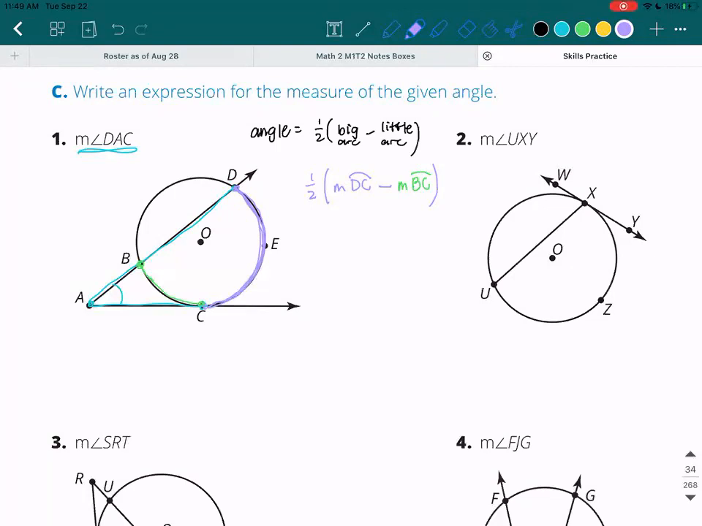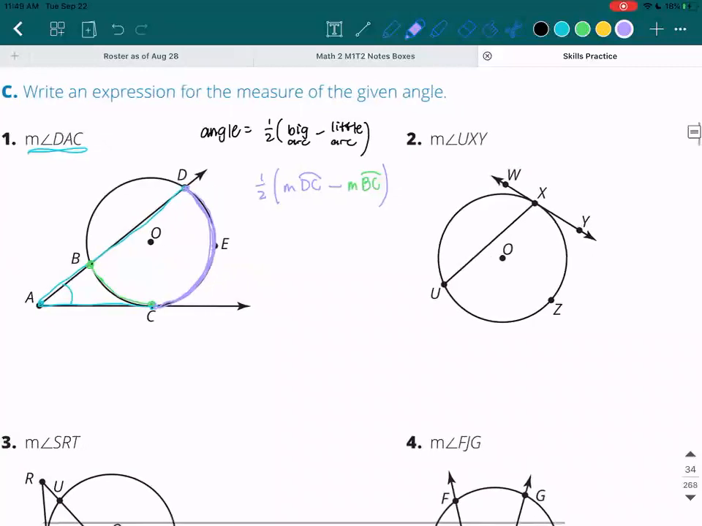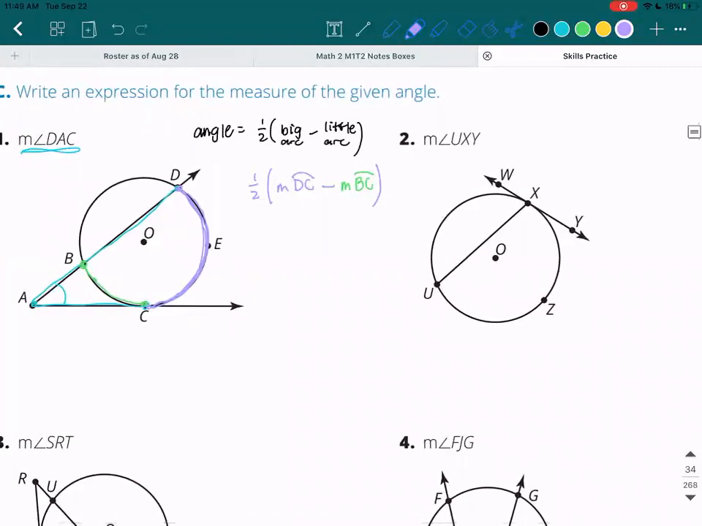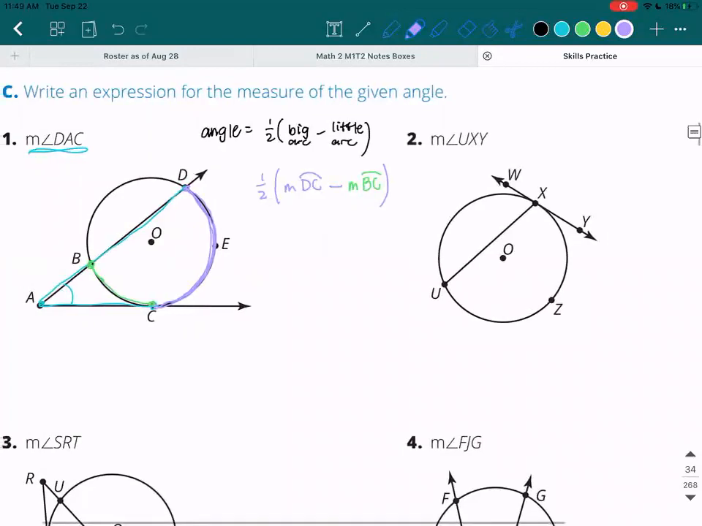Alrighty, let's do number 2. I'm just going to scoot it a little bit over this way. Let's take a look at the angle they want us to find. UXY. They want us to find this one. We're still going to follow our formula. It's half the big arc minus the little arc.